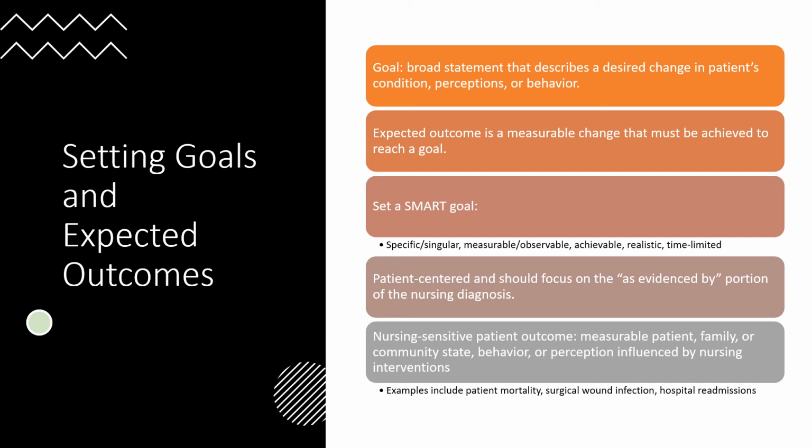So goals are broad statements that describe a desired change in patient's condition, perceptions, or behavior. Expected outcome is a measurable change that must be achieved to reach a goal. We're going to talk about SMART goals in just a minute. But goals and expected outcomes should be patient-centered and should focus on the as evidenced by portion of the nursing diagnosis. My outcome is going to focus on the broader picture. My goal is going to focus on my evidence.